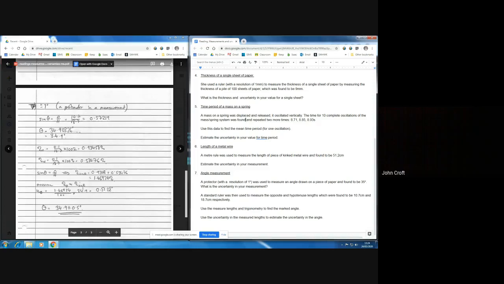Number 7 really highlights why we use trigonometry and not a protractor to measure angles. It is a measurement. We have to line up the 0 and read the measurement off. So it's the resolution, plus or minus 1 degree. To work out the sine, opposite over hypotenuse, gives 34.9 degrees. Both the values are 3 significant figures, so our final answer should be 3 significant figures, hence 34.9.